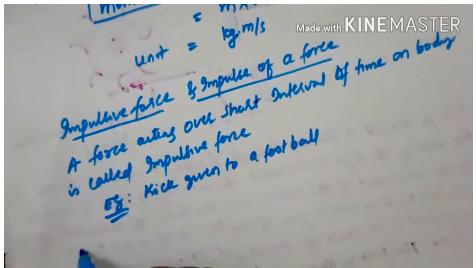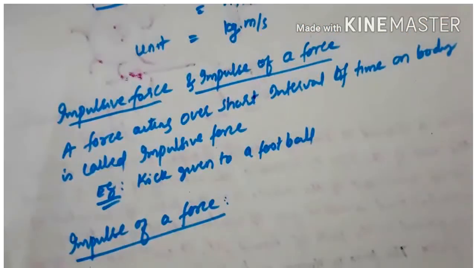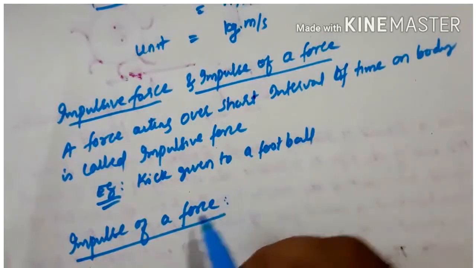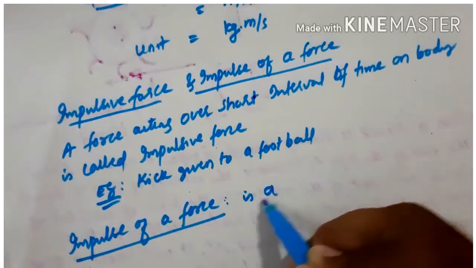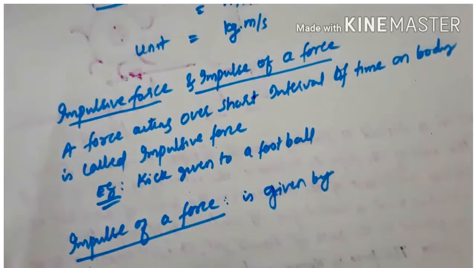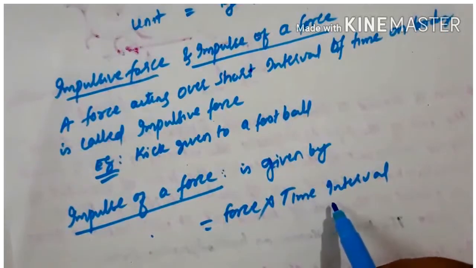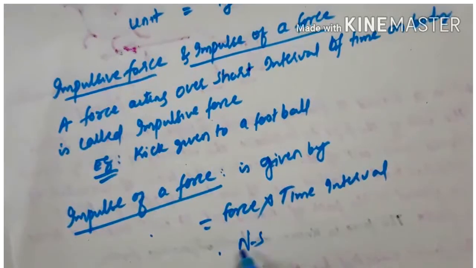Then what does impulse of a force mean? These things you have to directly link to the impact of jet. Impulse of a force is the product of force and time interval. What is the unit of impulse of a force? This is Newton second.